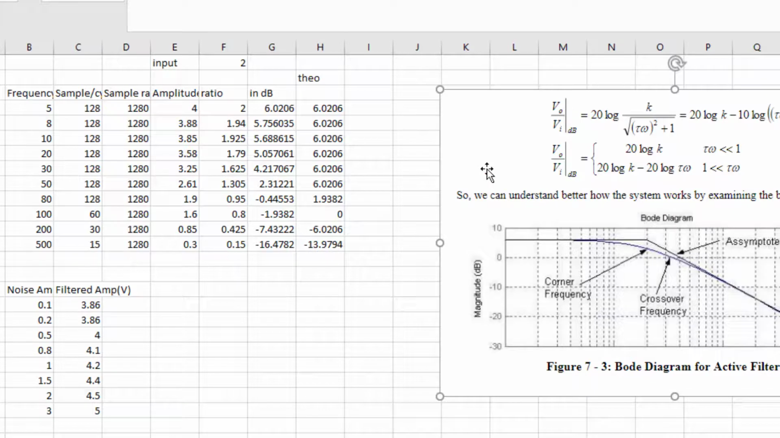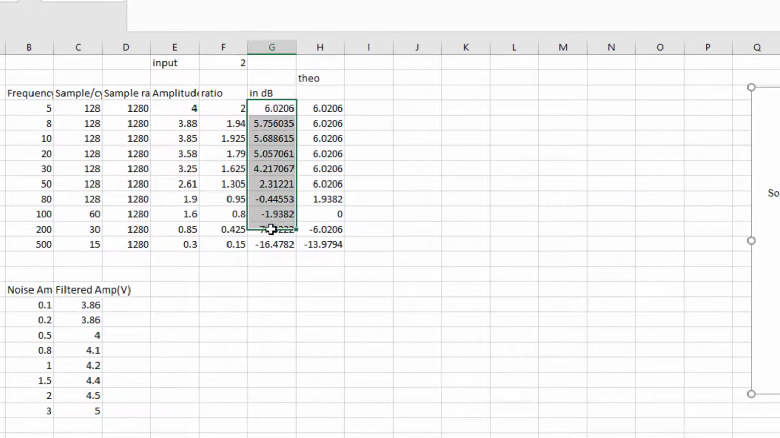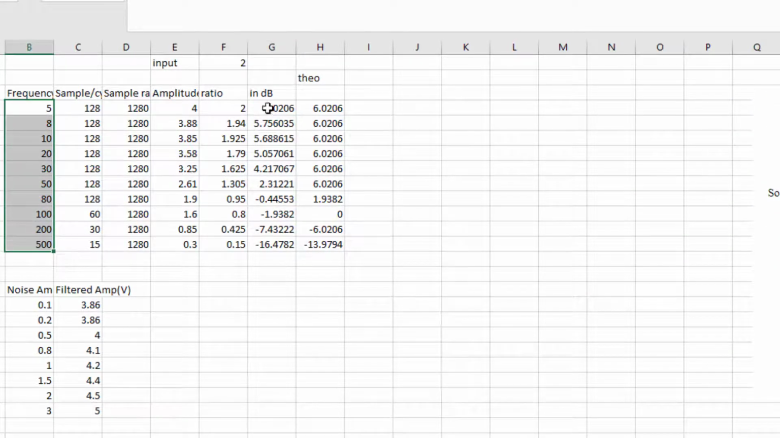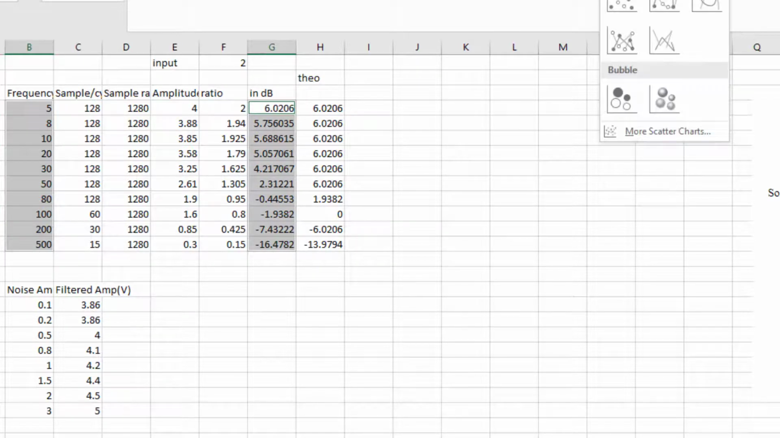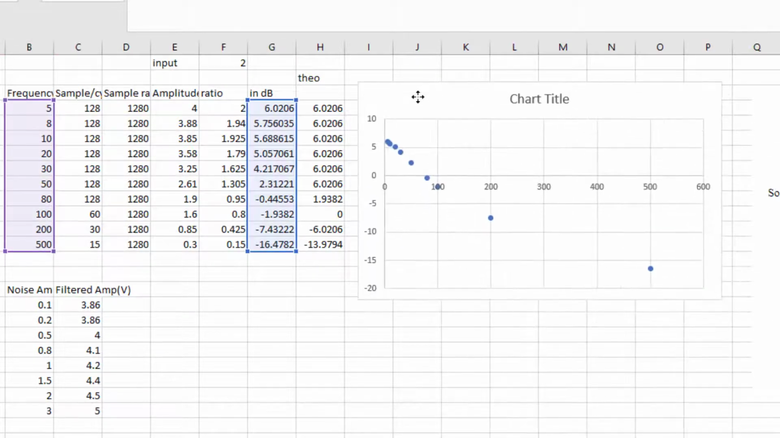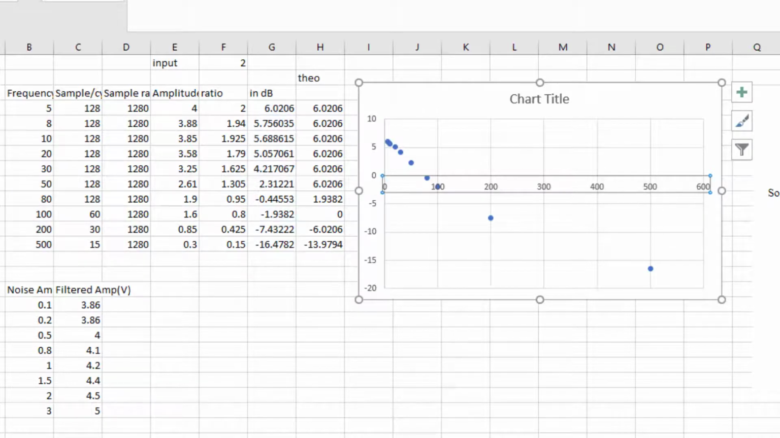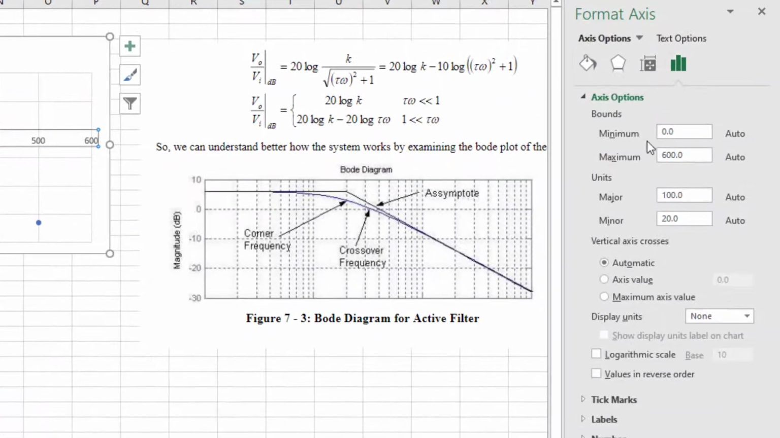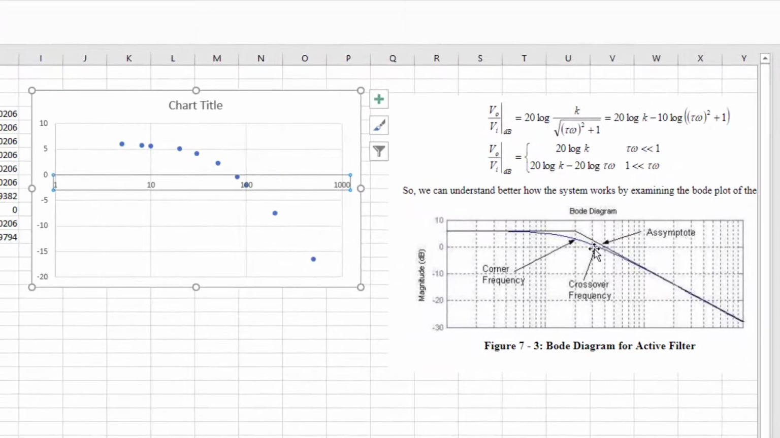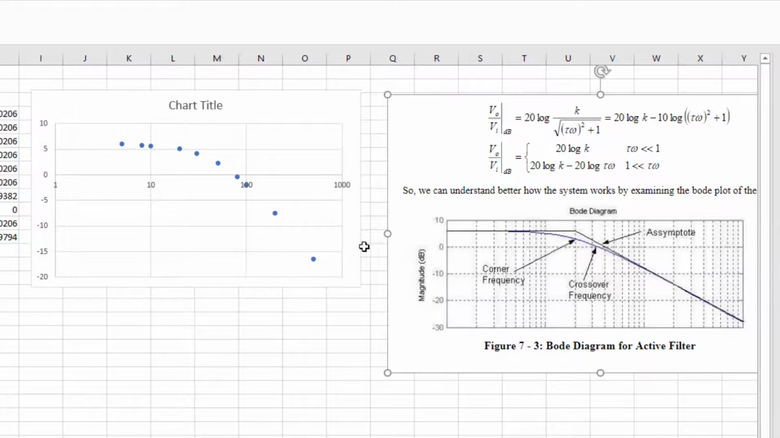Now to make the plot, add a chart for your frequency and your experimental value. Insert a scatter plot. You'll see it doesn't look like this because we have to change our x-axis from linear scale to log scale. So double click on it, go to the properties, and change this to logarithmic scale. You should see it starts to look more like the Bode plot in the lab manual.